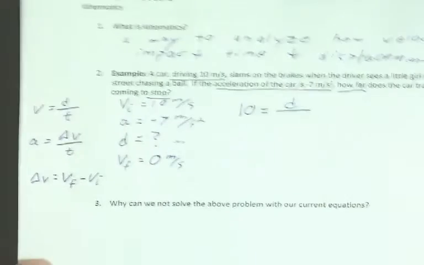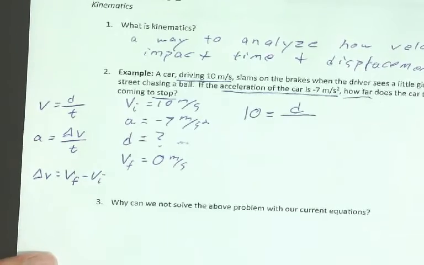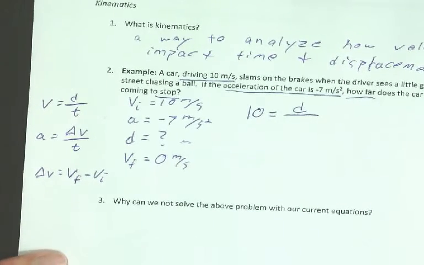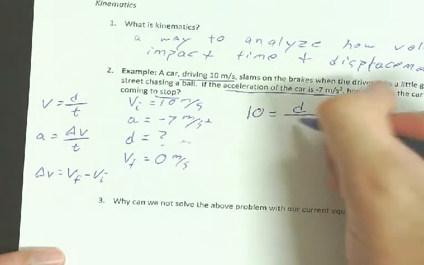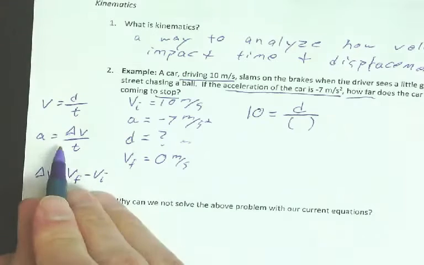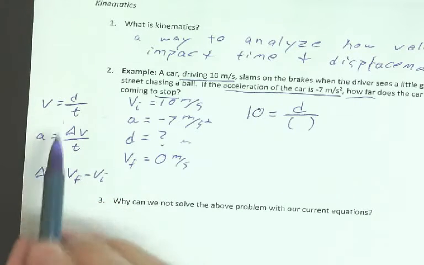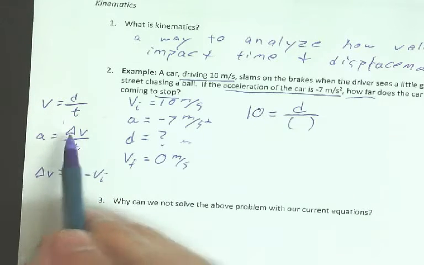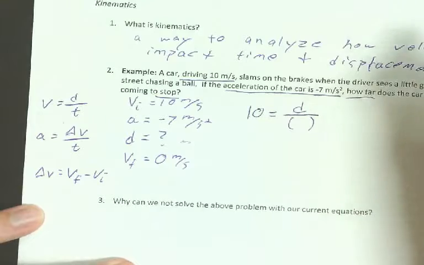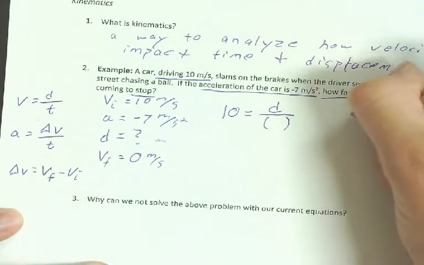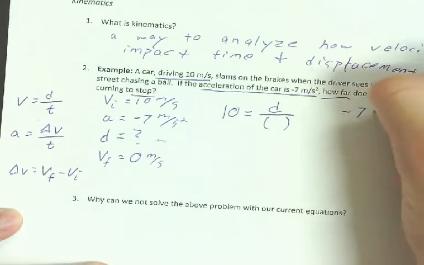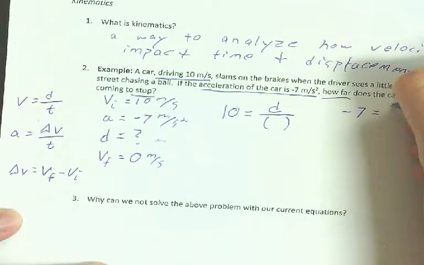So I'm thinking here, and I'm like, okay, what can I do to problem solve this? How can I work this out? Well, I need to figure out time. But my acceleration equation has time, and I know A, and I know delta V. Okay, that sounds great. So let's do that. So A equals delta V, so final minus initial, over time.